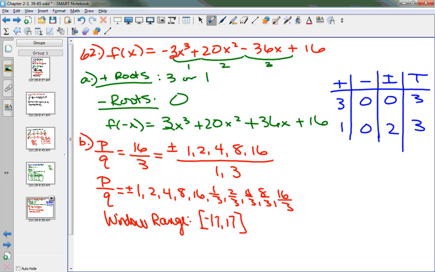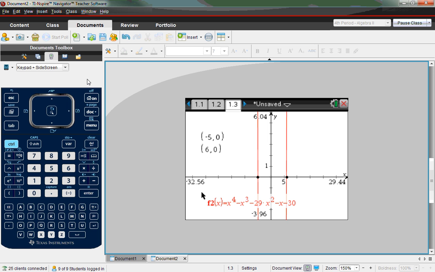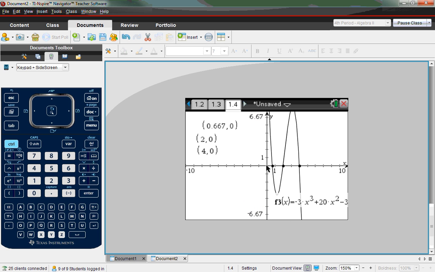Now, letter C says, use a graph utility to graph f so that some of the possible zeros in parts A and B can be disregarded. So I need to graph this, don't I? So if I come over here and I graph this, this is my function right here. What does this tell me?